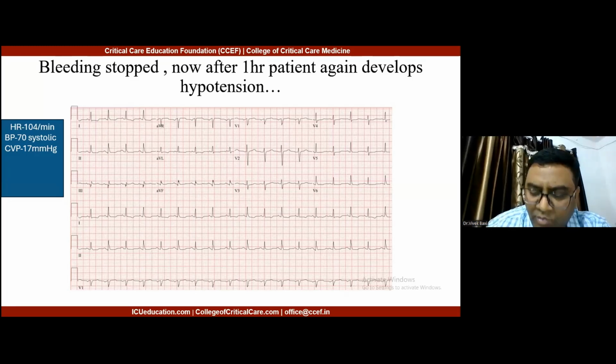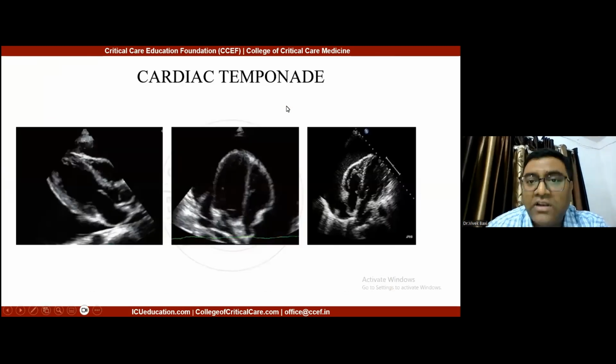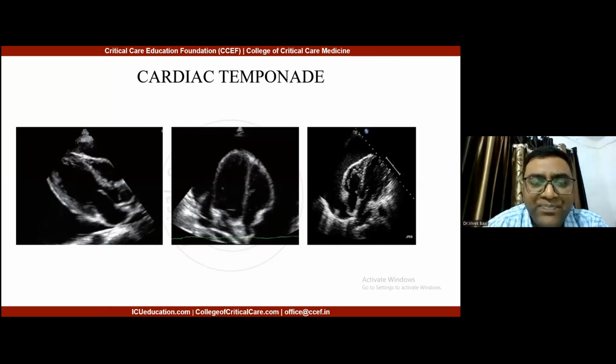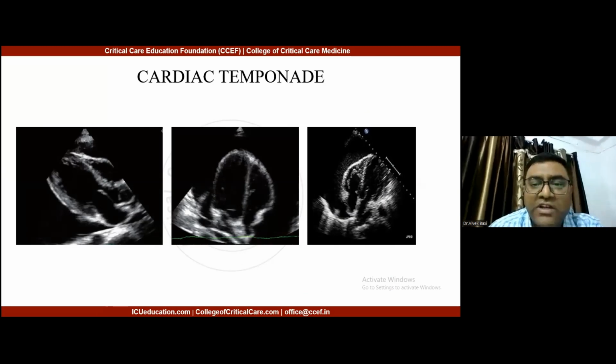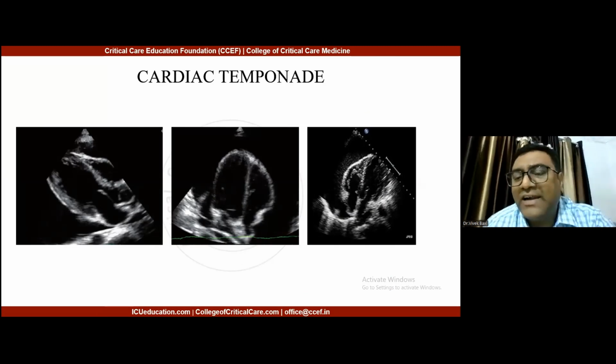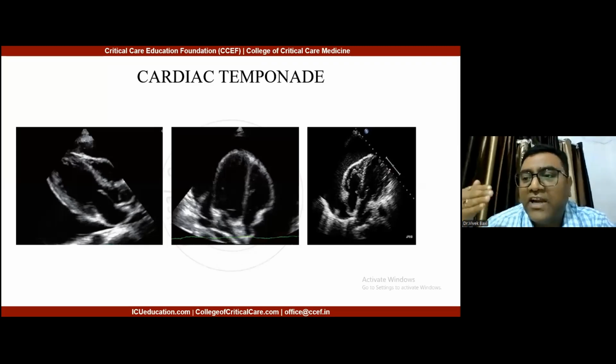Now moving forward, when you do an echo, you can see a swinging heart, and you can see a massive pericardial effusion. And as Dr. Aditi rightly said, sometimes it's on the posterior side and you will not be able to see it with the transthoracic echo, so transesophageal echocardiography is needed in such patients.